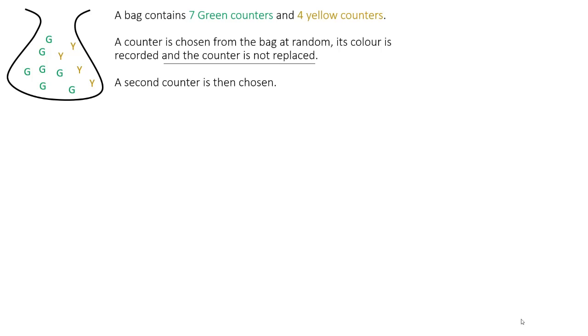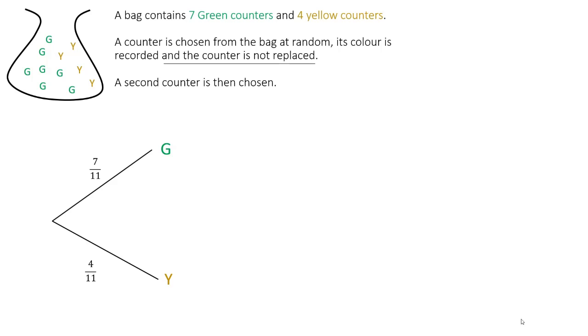So we're going to start drawing the tree in the same way. We're going to think about the first pick first of all. Now, the first pick, there's 2 options, and those 2 options are green and yellow. We can fill in the probabilities for that fairly easily. There's 7 green and 4 yellow, so that's 11 counters in total. 7 of them are green, so we're going to have a 7 out of 11 chance of getting a green. And 4 of them are yellow, so we're going to have a 4 out of 11 chance of getting a yellow. So far, so good. Notice as well, 7 out of 11 and 4 out of 11 do add to make 11 out of 11, or 1.